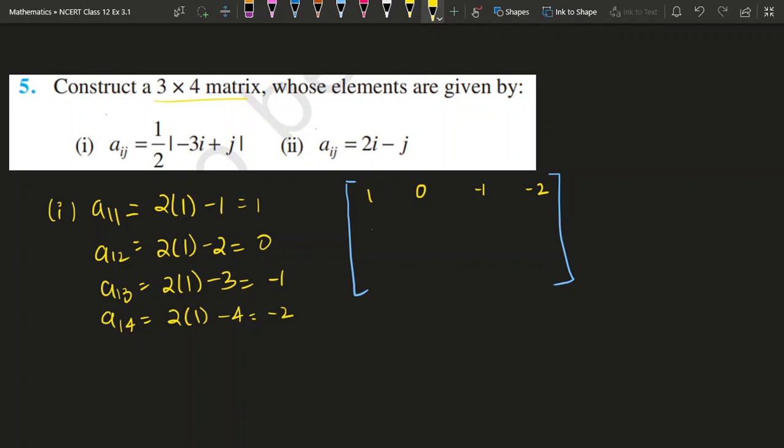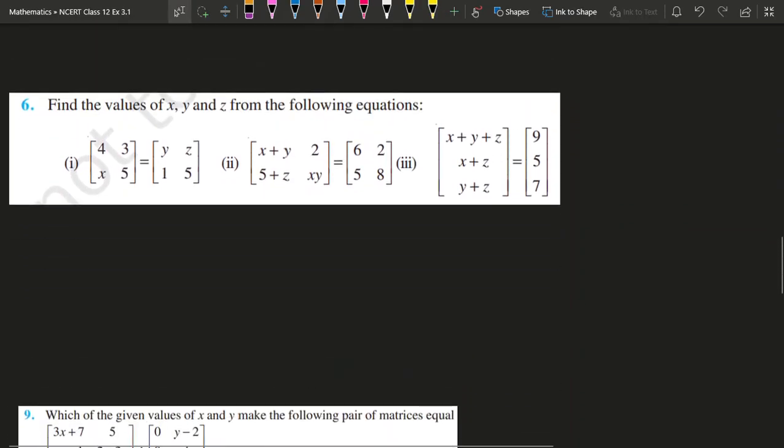And you can similarly do it for the second row, and you can do it for the third row, and you will get the answer. Let's move forward. Let's do problem number 6. In problem number 6, you're asked to find the values of x, y, and z from the following equations. The thing with matrix equality is that all the elements have to be equal to their corresponding elements. So in the first part, 4 should be equal to y, 3 should be equal to z, and x should be equal to 1. So you get the values for x, y, and z.